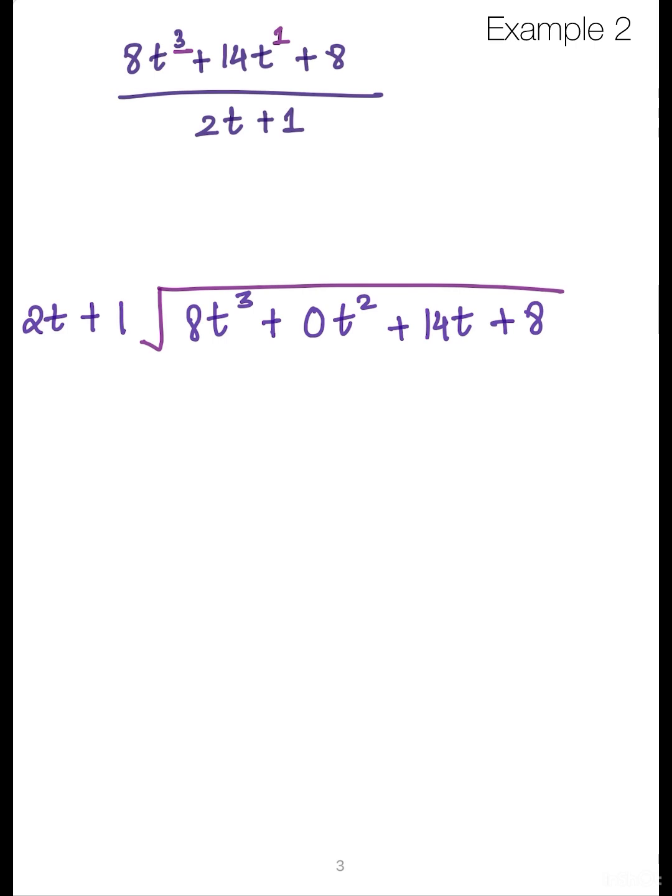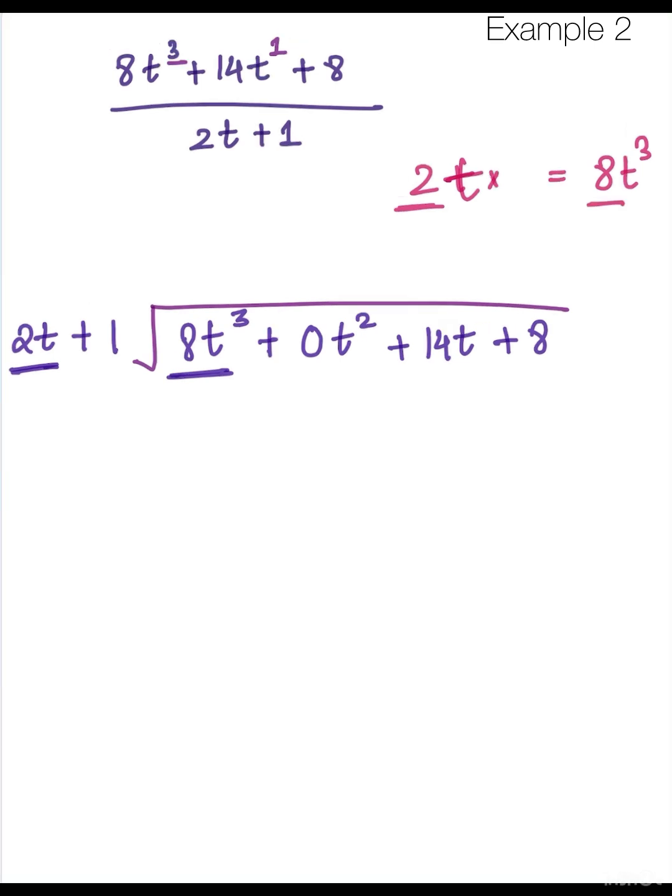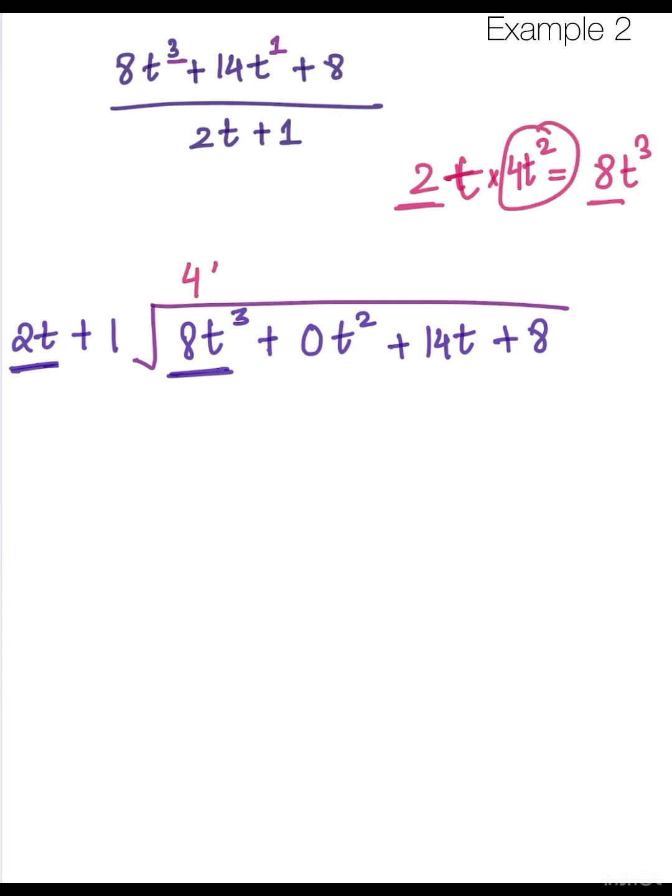So as we've already seen earlier, the goal is to make the first term of my divisor exactly the first term of my dividend, right? So if I have 2t, what do I need to multiply 2t with so that I get 8t cube? So let's think about the coefficient. So 2t multiplied with what would give me 8t cube. So I'm going to write 4t square over here. And so this means this is my first term of the quotient. I will bring it here and write the result here.